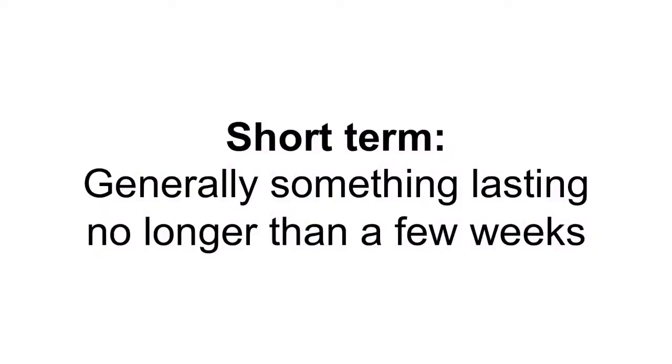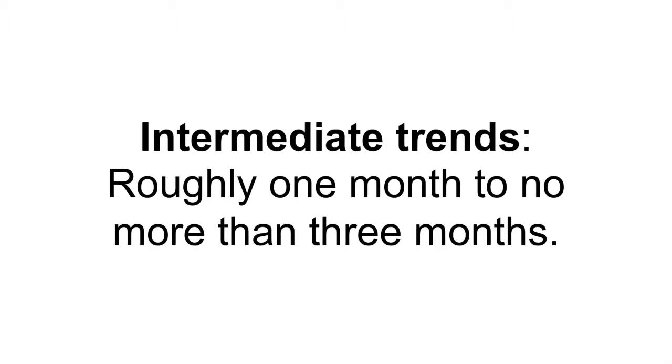When technical analysts use the word trend, they simply mean the general direction a security or market is heading. An important thing to remember when you're looking at trends is that they each have different lengths. There are 3 trend classifications. Short term, which generally is something lasting no longer than a few weeks. Intermediate trends are something that is roughly 1 month to no more than 3 months.